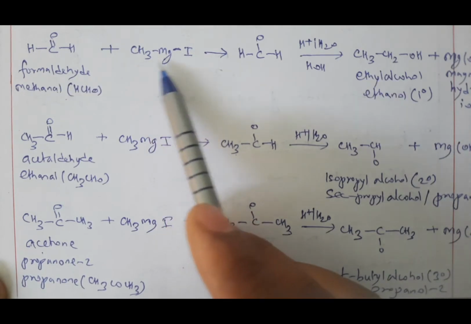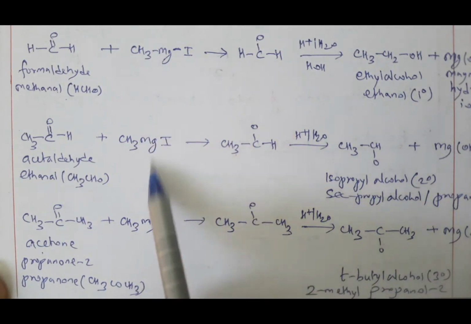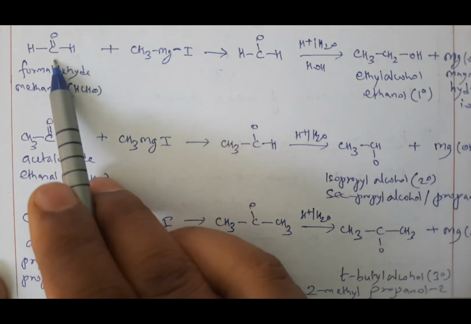If you take chlorine, it gives methyl magnesium chloride. But I have taken iodine because of its high reactivity. After that comes bromine, then chlorine. So this is your Grignard reagent. When you do so, the double bond will break into a single bond.